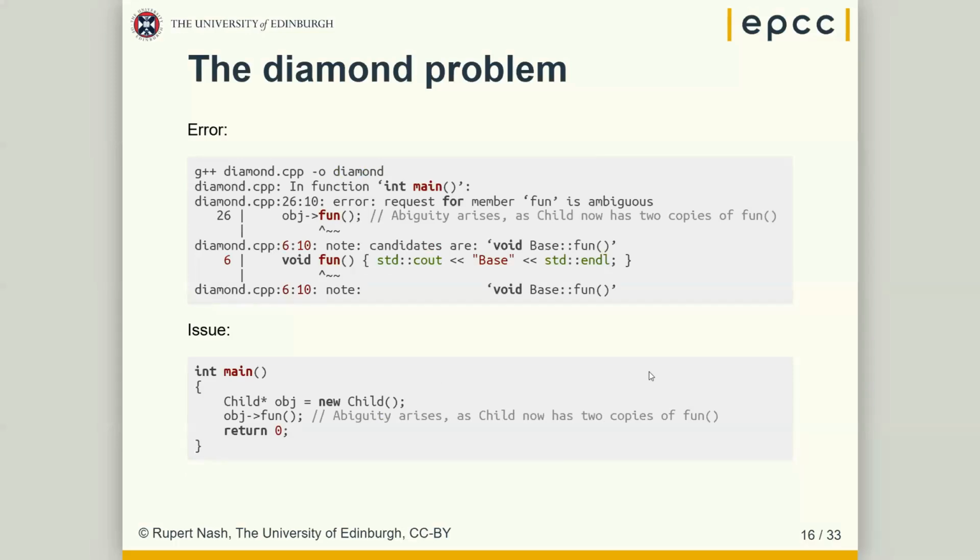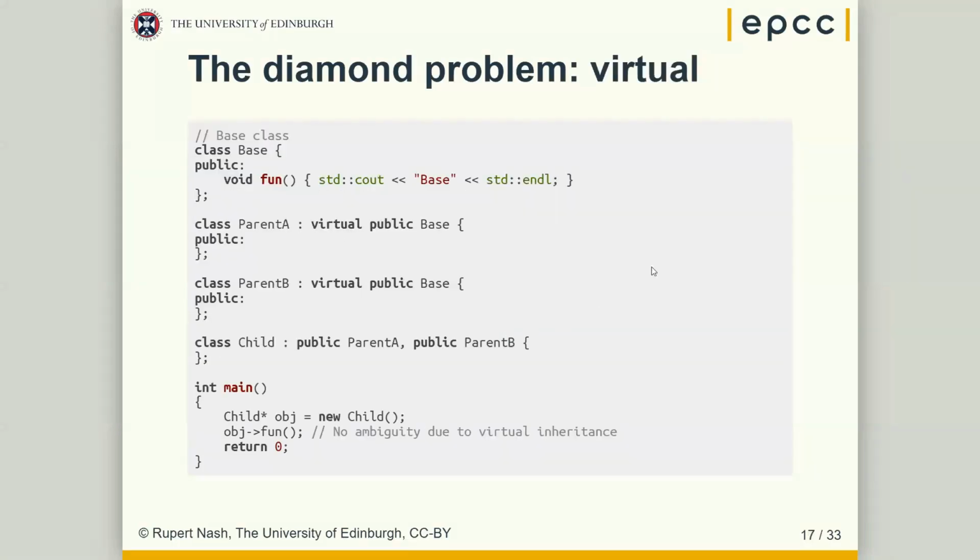Okay. So it doesn't know, at compilation, which one to choose. Therefore, we have an ambiguity that arises because there are two copies of the function that you could use. There is a fundamental issue with this that we need to be very careful about fixing.